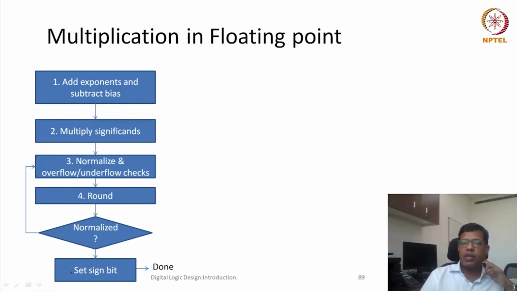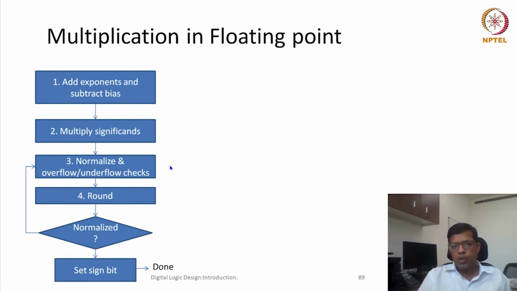One additional step is that the sign bit is set after all of these things, by seeing whether two positive numbers or two negative numbers were multiplied. Then the sign bit would be 0, that means the number would be positive. If one number was positive and the other negative, then the multiplication would result in a negative answer, so the sign bit would be 1. So the sign bit is treated separately in the whole process; otherwise all of these numbers are treated as magnitude.